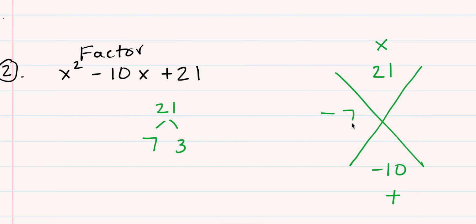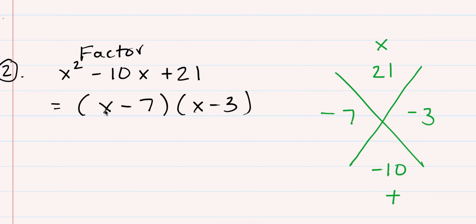Well, if I take a negative 7 and multiply it by a negative 3, negative times a negative is positive. So I do get 21. And if I add these two together, I get negative 10. So that tells me that this expression factors into x minus 7, x minus 3. I just take an x and I subtract the first one. Well, I add this one, which becomes a subtraction sign here, negative 7, and then x plus this negative 3, which is x minus 3.